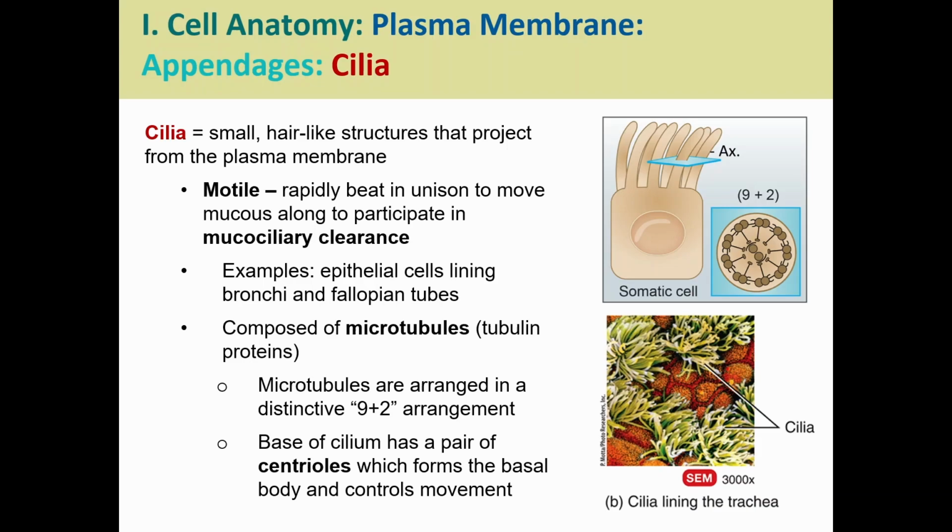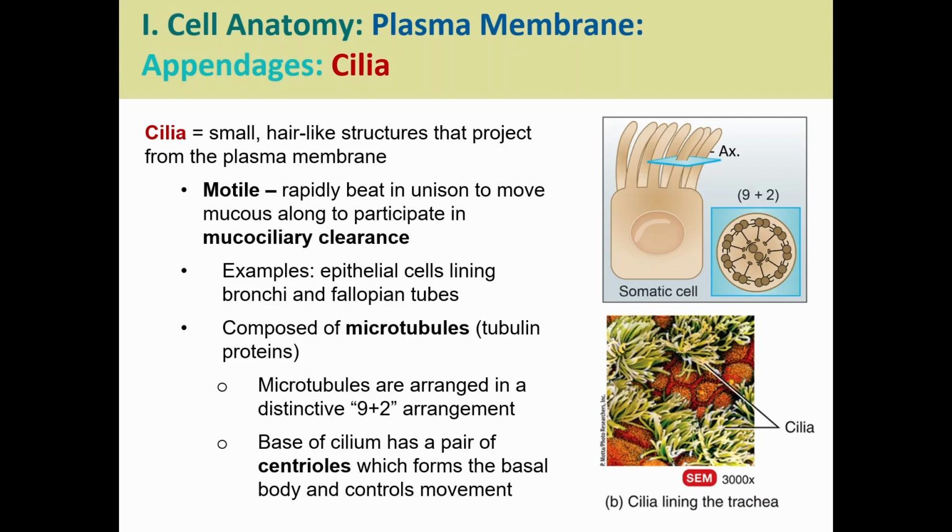Now, continuing on with the plasma membrane, we can have certain little appendages, little extras that can help us with certain specific functions. Most of the time we're talking about movement or mobility. So let's look at the first one, which is cilia. Cilia are small, short, hair-like structures that come from the plasma membrane. So they're like little extensions of it. And they're motile, meaning they have movement.